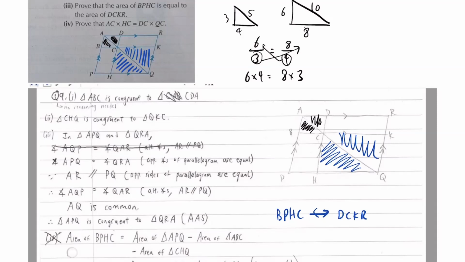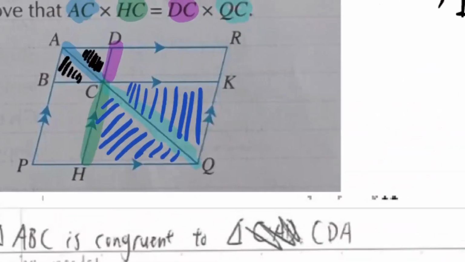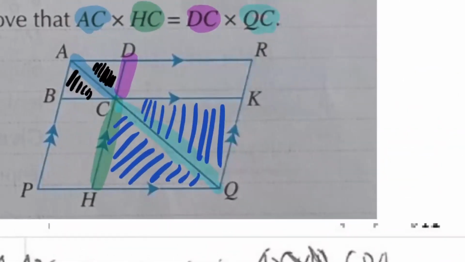But before that, let me just highlight the quantities. So AC is this length here, HC is this length here, DC is over here, and QC is over here. I think by now it should be obvious which two triangles I'll be looking at. This one and this one, right? ADC and CHQ.